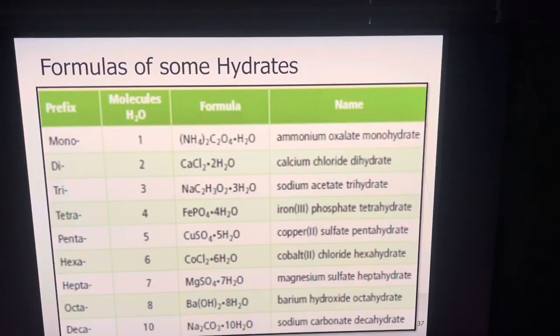So here are the formulas of some hydrates. Again, this is in your notes. I only included part of this in your notes. You didn't need all of these. It's redundant after a while.